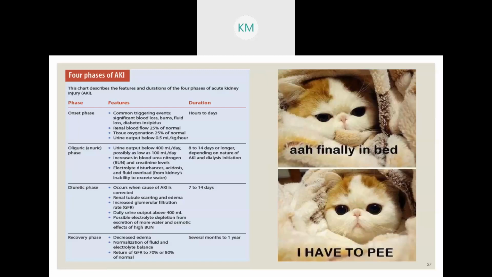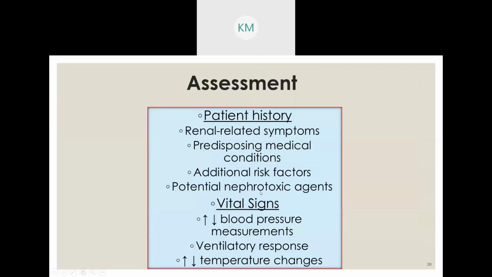Those are the 4 stages of AKI. Hopefully they improve. If not, then they end up with dialysis or a transplant. Okay? Phases are good to know.